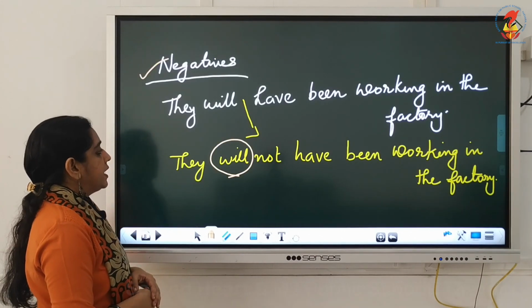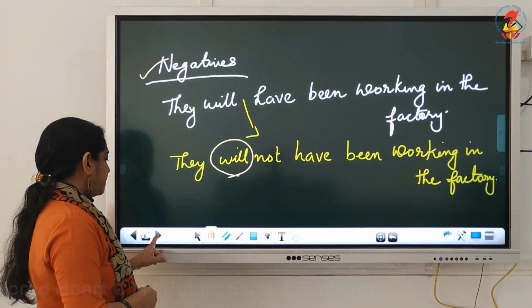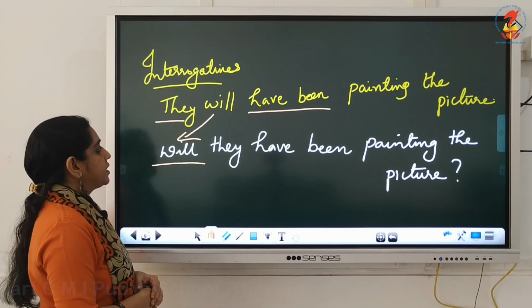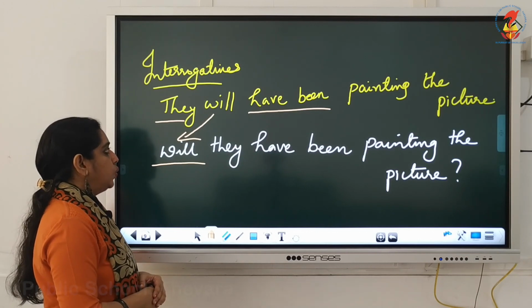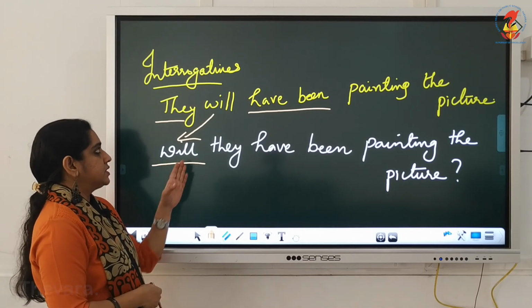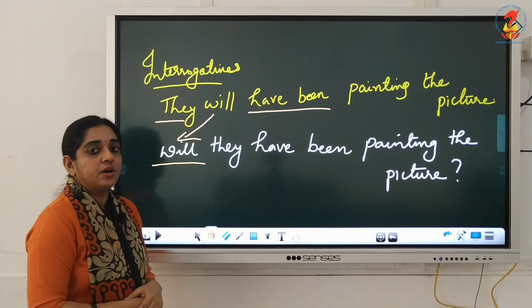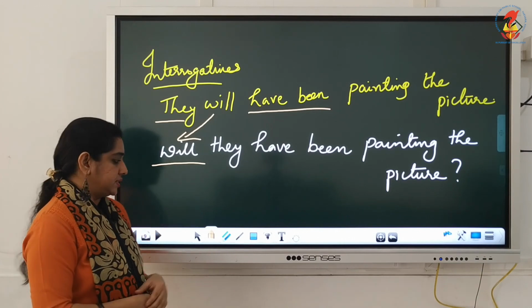Now negatives by adding "not". They will not have been working in the factory. For interrogatives, you can begin the sentence with the verb "will". Will they have been painting the picture? Just put "will" in the beginning. You will get interrogatives in future perfect continuous tense.